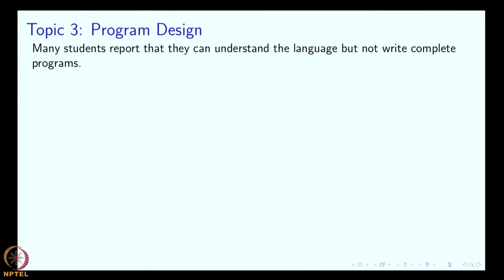This topic, and the discussion of this topic at such an early stage, is because of the observation in the education literature that many students report that they can understand the programming language, but somehow have a mental block when it comes to even starting to write a program. They don't know how to start.